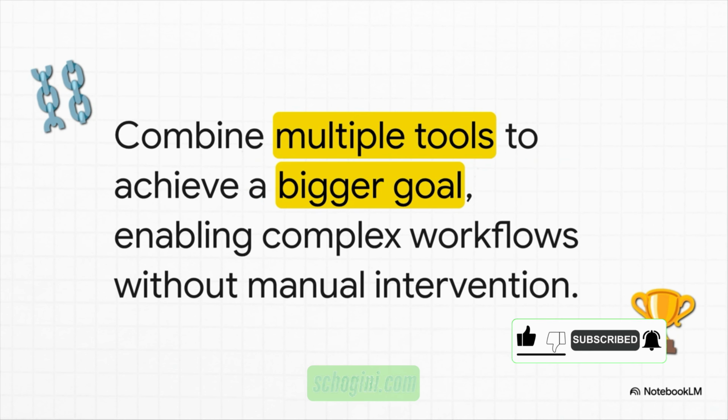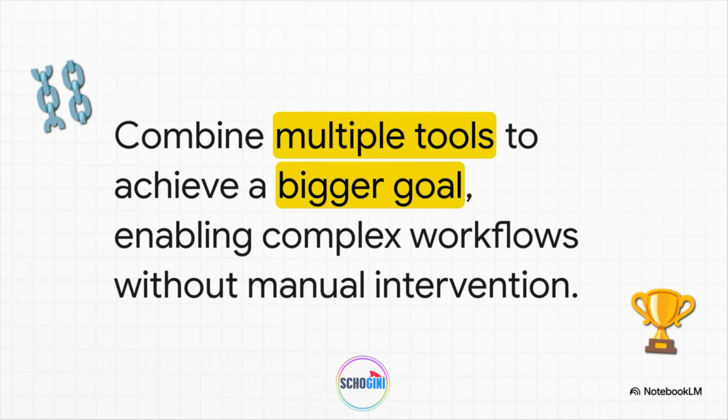And now we get to one of my favorite patterns because it's so powerful. It's called tool composition or chaining. This is a real game changer. It's where the AI learns to act like a tiny automated assembly line, grabbing different tools in the right order to handle a really complex request.